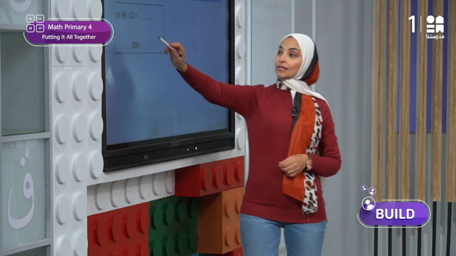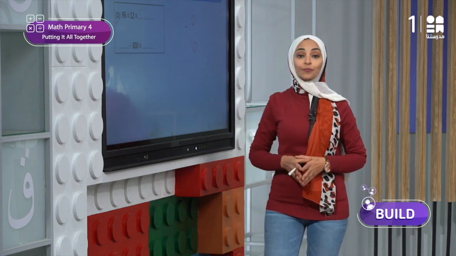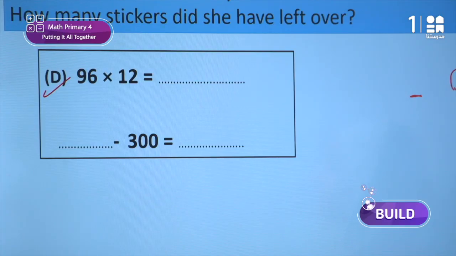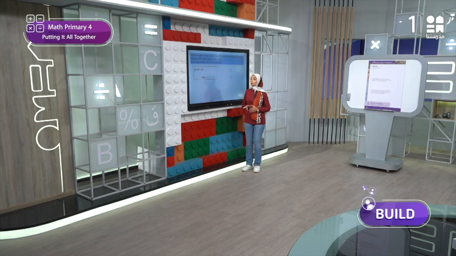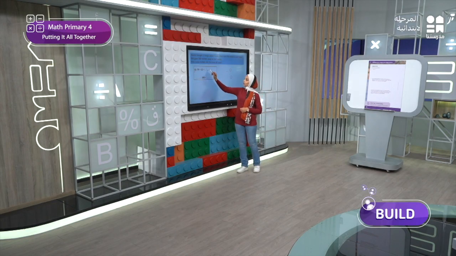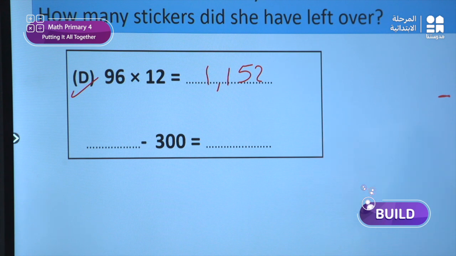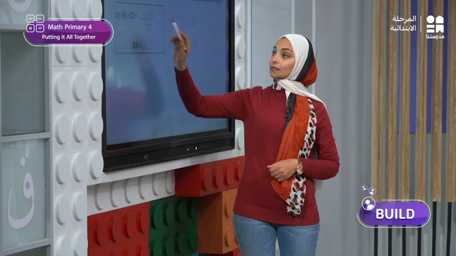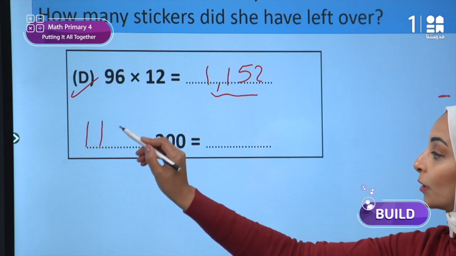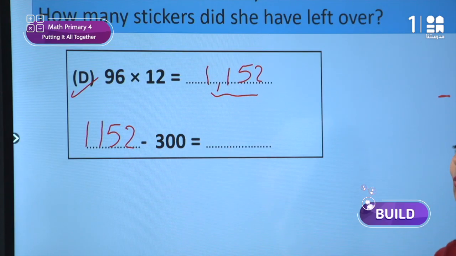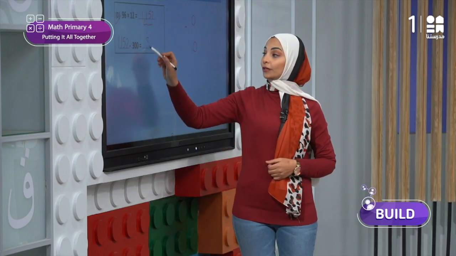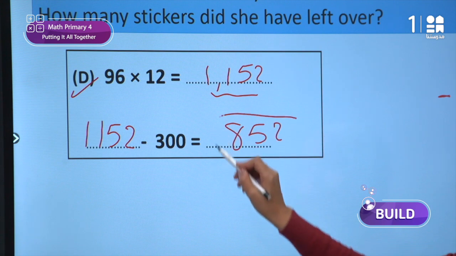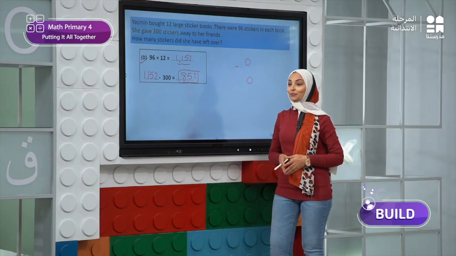So, 96 times 12 gives me what? Yes, 96 times 12, the answer will be 1152. Okay. Then the second step, I will subtract what from what? Of course, I will write the biggest number, 1152 minus 300. So the answer will be 852, and this is my final answer.